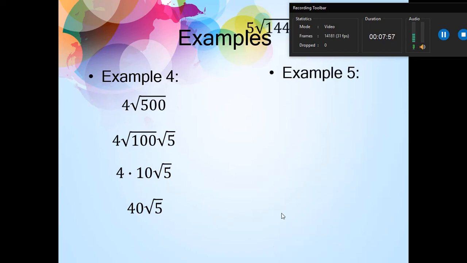In example number 5, we're going to multiply 5 times radical 144. This example is a little bit different. Hopefully you recognize that 144 is already a perfect square. You do not have to separate this into 2 sets of radical 12. What we simply do is square root 144, and we get 5 times 12. So in this case, the radical disappeared altogether, making my final answer 60.